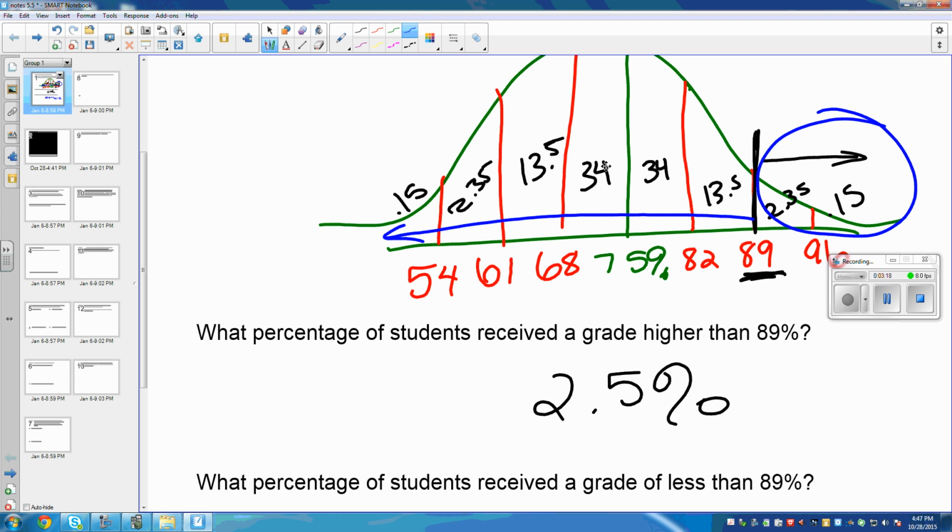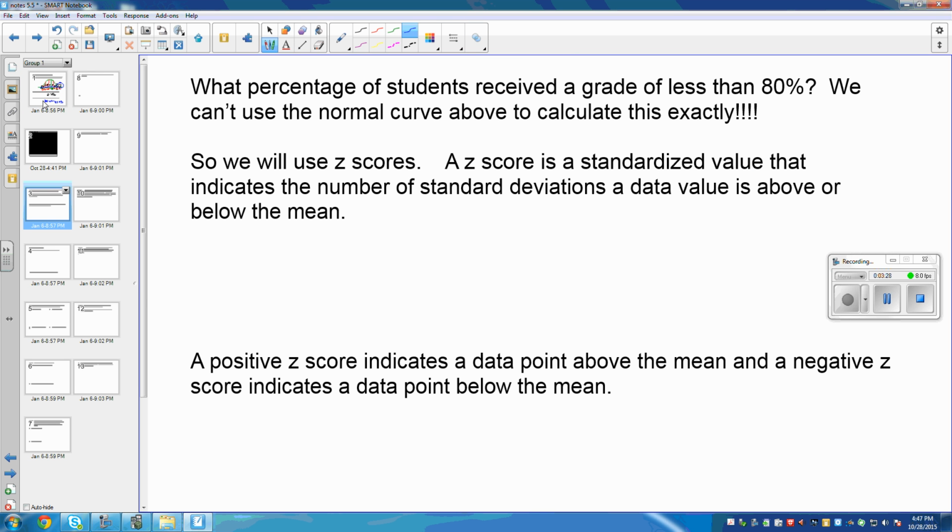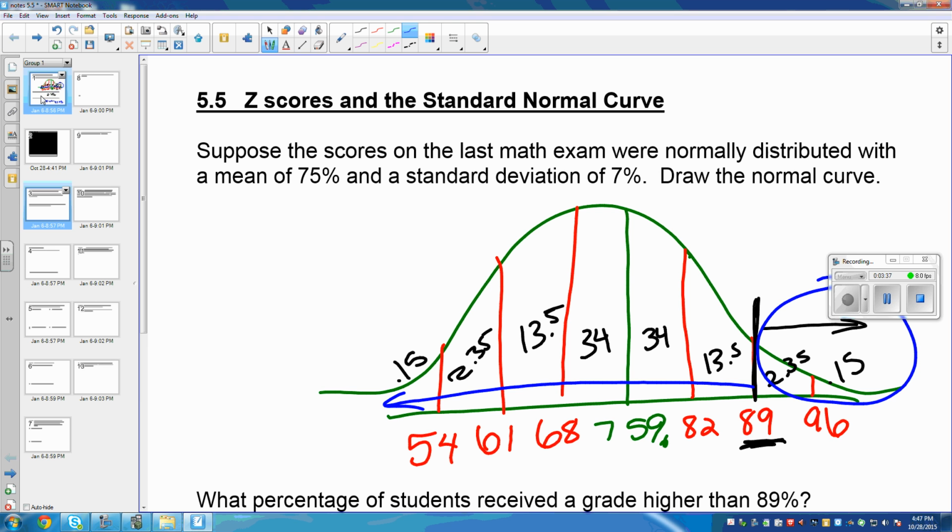Okay? Now, what if I asked you what percentage of the students receive a grade of less than 80%? Okay? Let's go back. Where's 80% on this graph? Somewhere in here, but do we know what percentage of 34% in that area is 80 and above or below? We don't really know. Okay? This normal distribution works great when they're specifically a standard deviation away. Okay? Now, if they're not a standard deviation away, they're somewhere in between, we can't use this normal distribution graph. We have to use something called the z-scores.